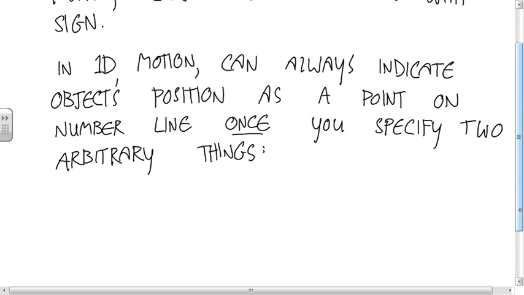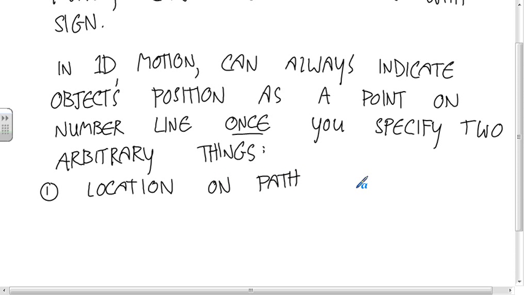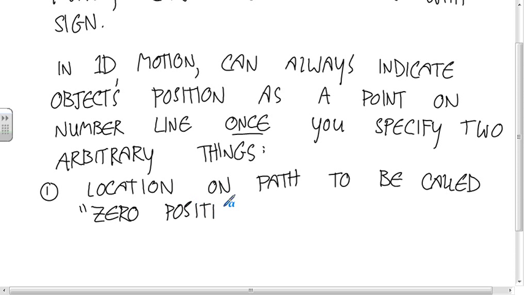The first of these arbitrary things is a location on the path to be called the 0 position. And the second one is the direction along the path to be called the positive direction.